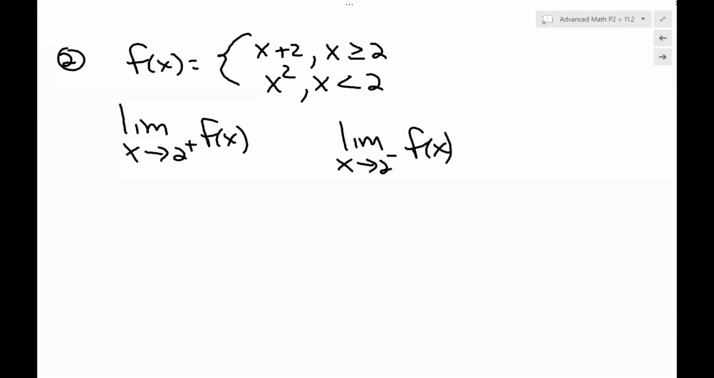Now, I'm going to show you how to do this one both ways: one by the graph and two without the graph. All right, so let's look at the graph first of all, this piecewise function. As you can see, x approaches 2 from the right and 2 from the left. So let's look at the graph here. What would the graph look like?